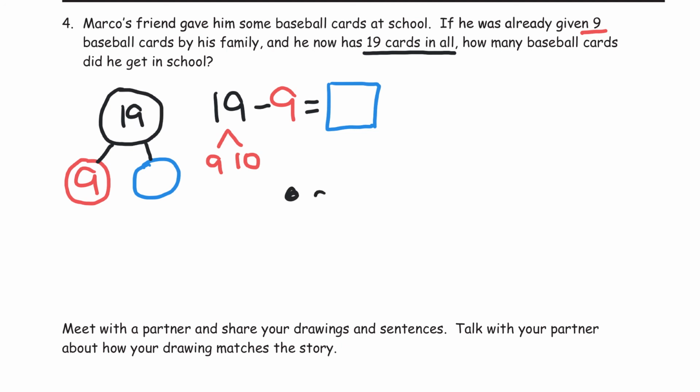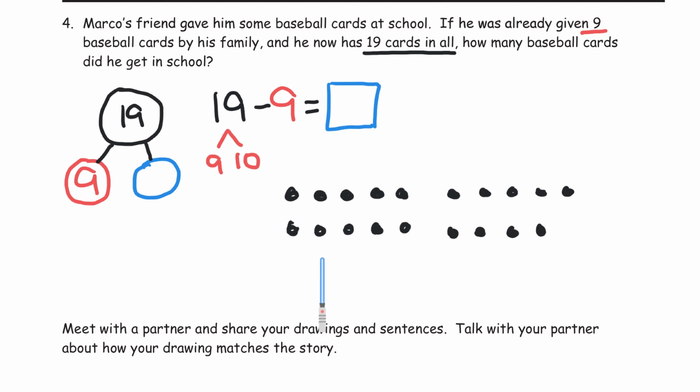You'd have 1, 2, 3, 4, 5, 6, 7, 8, 9, 10, 11, 12, 13, 14, 15, 16, 17, 18, 19. And when we draw it out, you're going to have to show subtraction. So think back to what we do to show subtraction. You'll show subtraction, box it up, add it up, and you'll have your answer.